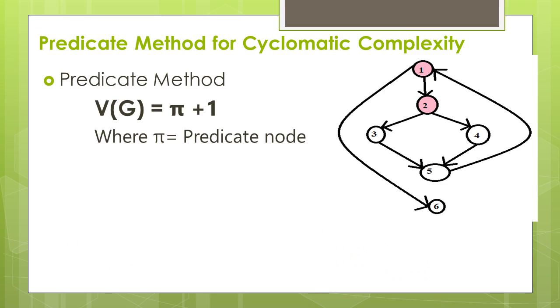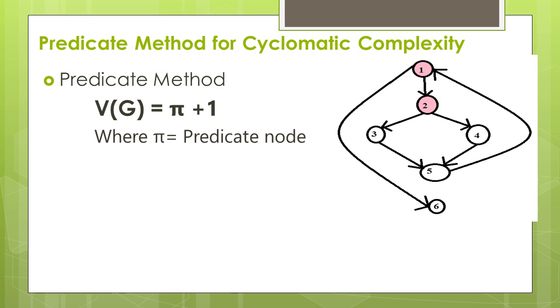In the predicate method, the formula for cyclomatic complexity is pi plus 1, where pi is the number of predicate nodes. Predicate node means decision node, where we have to take the decision to go this way or that way. The only restriction is that every predicate node should have 2 outgoing edges, one for the true condition, another for the false condition. If there are more than 2 outgoing edges, the structure is required to be changed in order to have only 2 outgoing edges. If it is not possible, then this formula is not applicable.